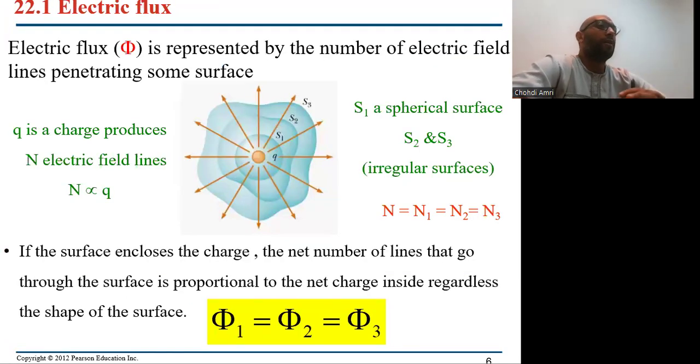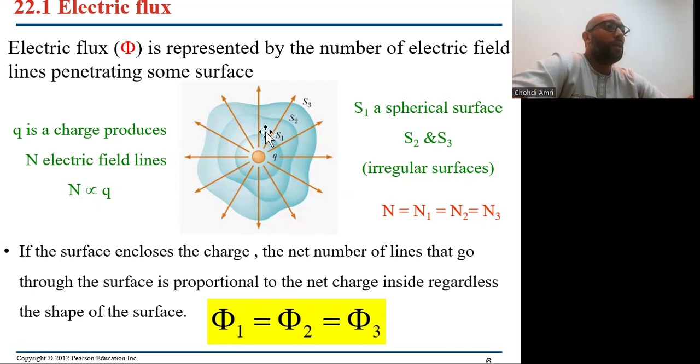The electric flux can be represented by the number of electric field lines penetrating some surface. If we take a charge Q inside any surface S1, S2, or S3, where S1 is a spherical surface and S2 and S3 are irregular surfaces, we can say that the number of electric field lines is proportional to the magnitude of the charge regardless of the shape of the surface.